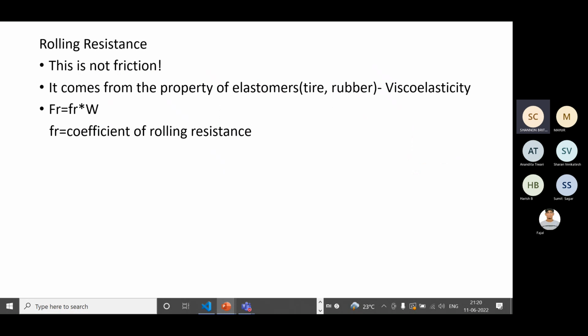So now I told you about rolling resistance. It is not exactly friction. It comes from the property of elastomers, that is the tire material, which is viscoelasticity. And the formula for FR is small fr into W. W, I told you, is the contact pressure. And small fr is nothing but the coefficient of rolling resistance.